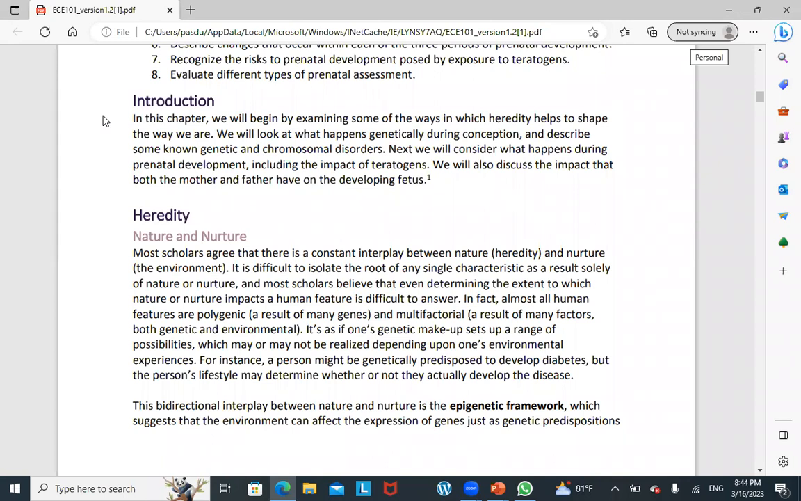Contribution of heredity and environment. Small topic. Here we are going to learn what is heredity first. Heredity and environment. This is also known as nature and nurture.